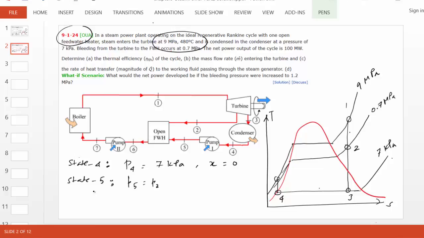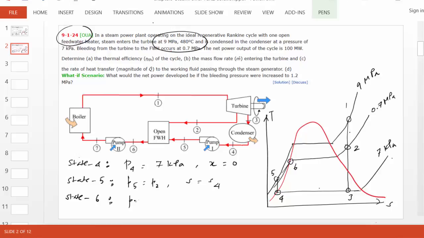Okay, so we know the pressure at state 5. What else do we know? The pump is isentropic, so therefore S5 must be equal to S4. So state 5 therefore can be determined. And finally, how do you find out state 6? State 2 and 5 are given, so state 6 can be obtained from the condition that in ideal regeneration cycle, state 6 is saturated liquid.